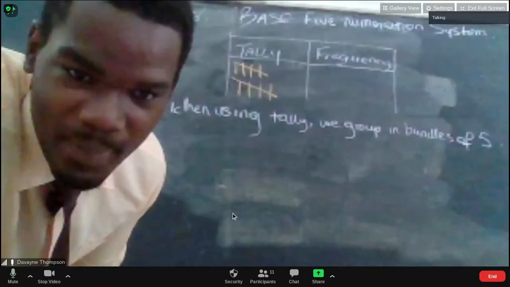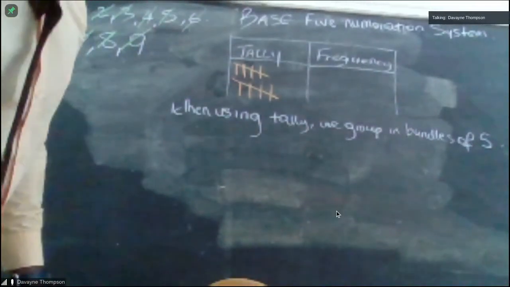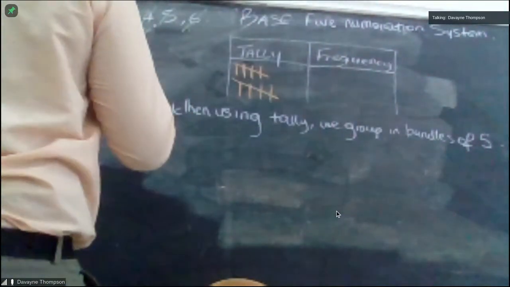Let's begin. So when using tally, we group in bundles of 5. All right.